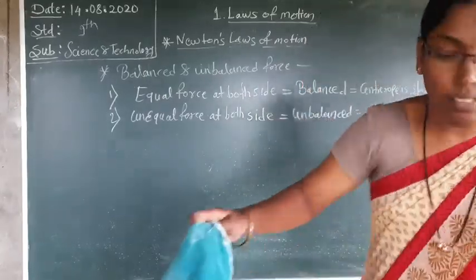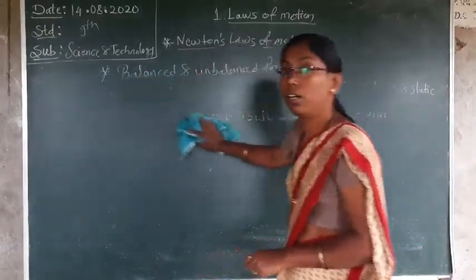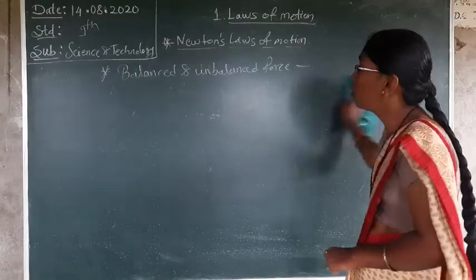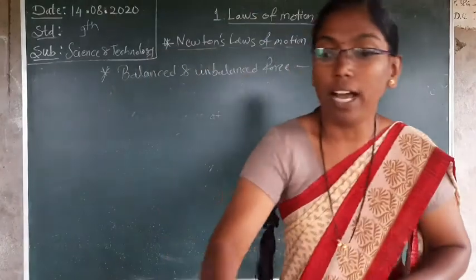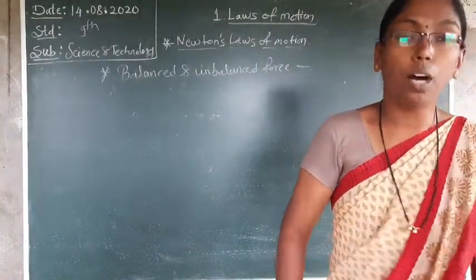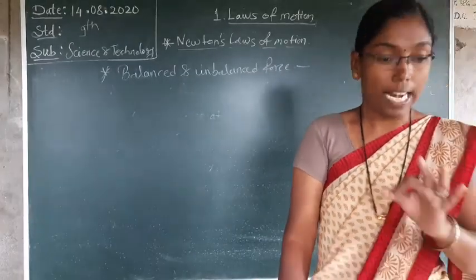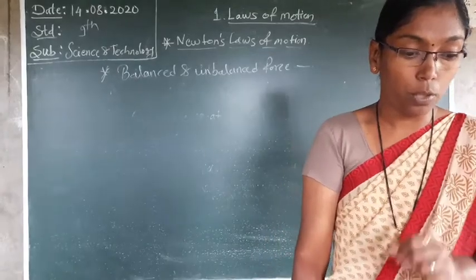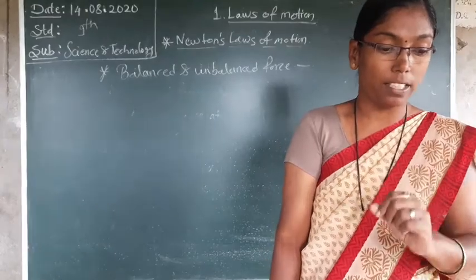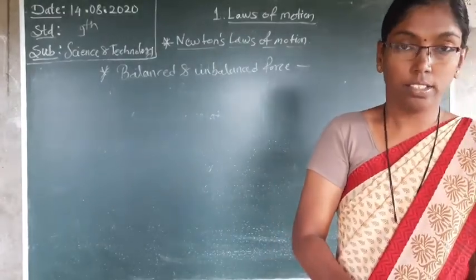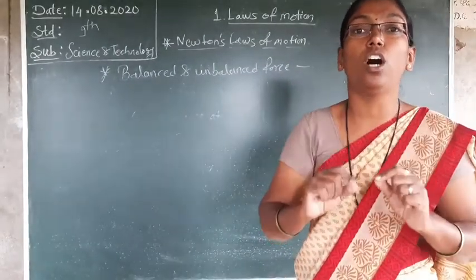So we go further. Depending upon this balanced and unbalanced force, Newton's first law of motion will be applicable. What is the law? First we can state the law. An object continues to remain at rest or in a state of uniform motion along a straight line unless an external unbalanced force acts on it. So this is your first law of motion. As it is, you can write this law.